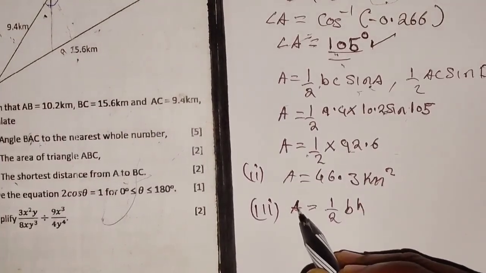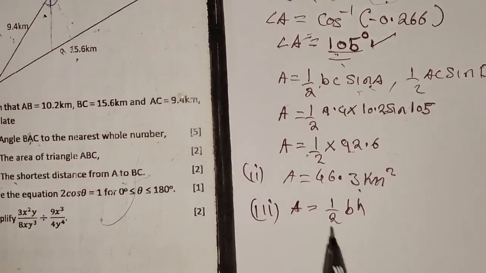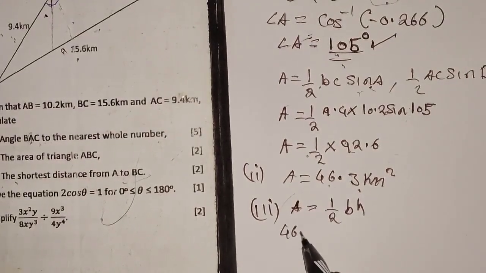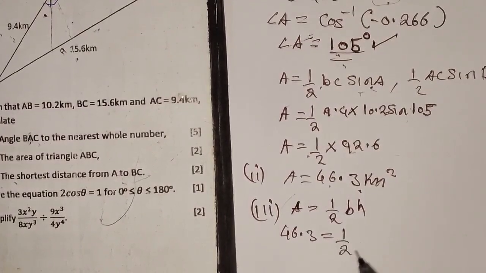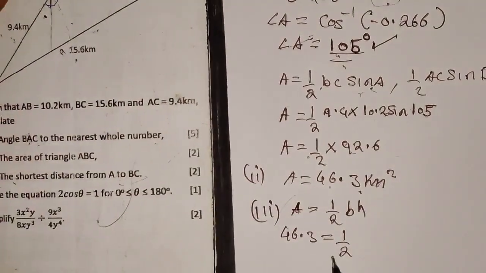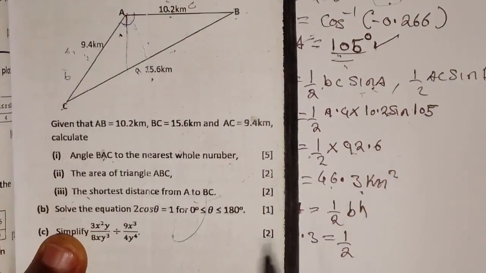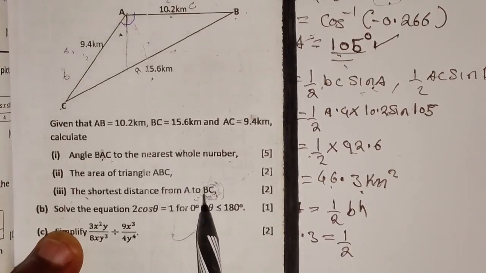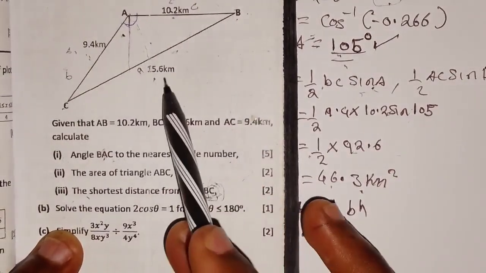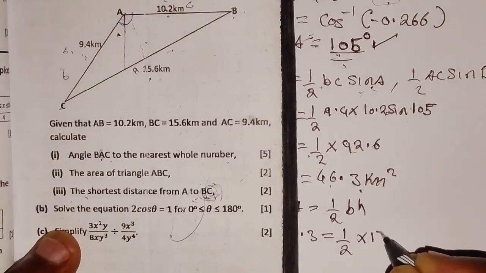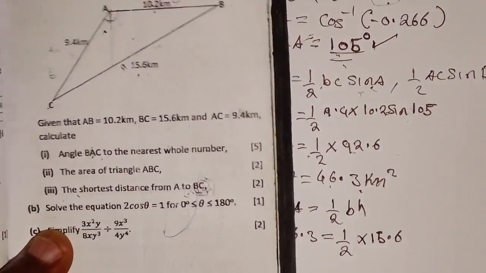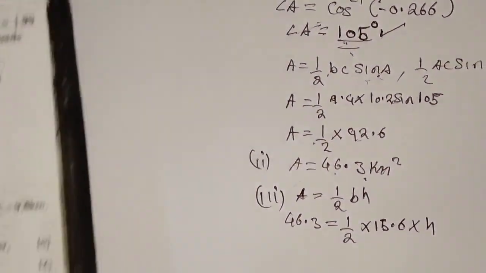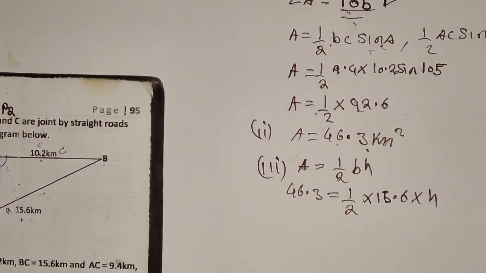Okay, so we found our area. So for finding the shortest distance, this is the method that you can be using. So our area, 46.3, is equal to 1 over 2 B. So the B stands for the base. And the base or the breadth is the one that they have told you. So BC, get the one that they have mentioned. So they have mentioned BC, we're going to get BC. So BC is 15.6. Multiply by H. So the H is the one that we are finding.